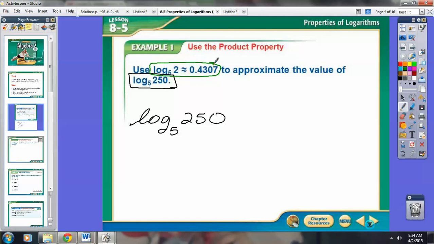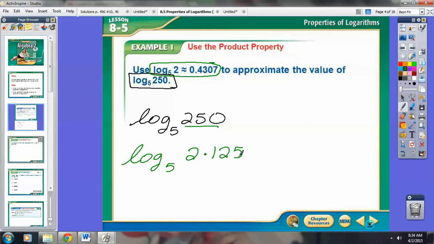125? Okay. So let's replace 250 with 2 times 125. Now, I'm thinking ahead. I'm going to use my product property. I know log base 5 of 2. We know that value, it's right here, 0.4307. But log base 5 of 125? I don't know that. So let's think of a way that we can break down 125.